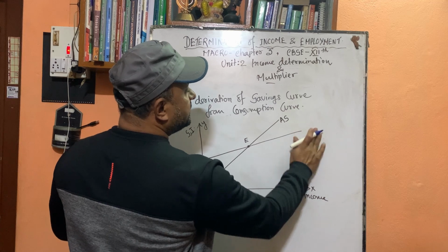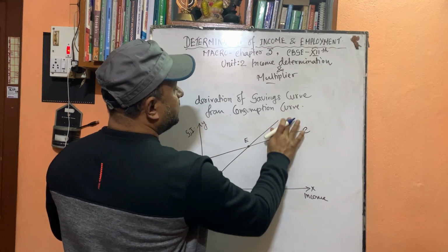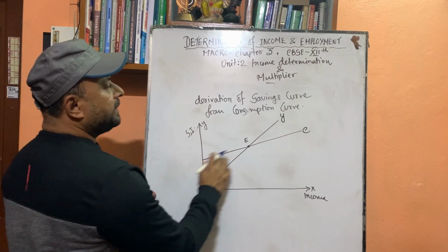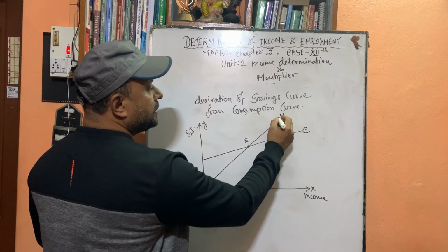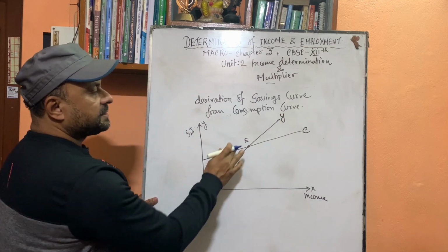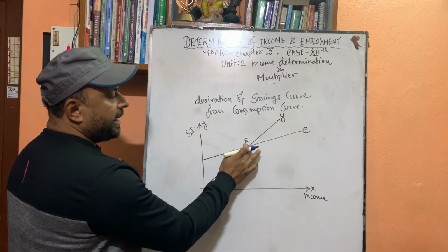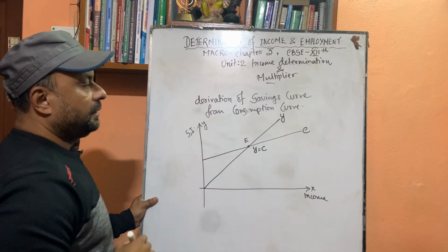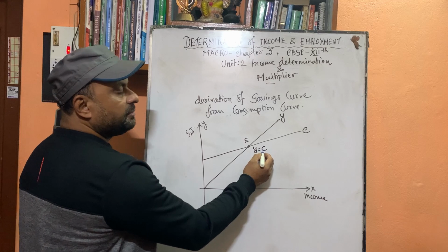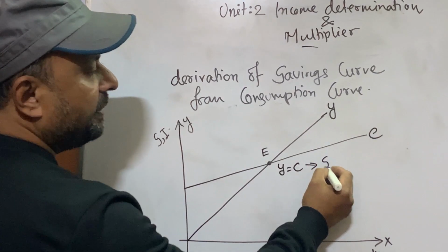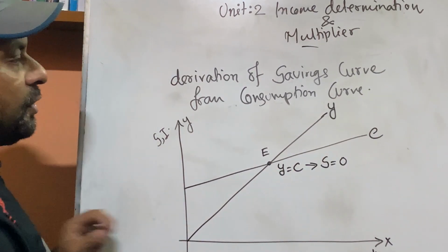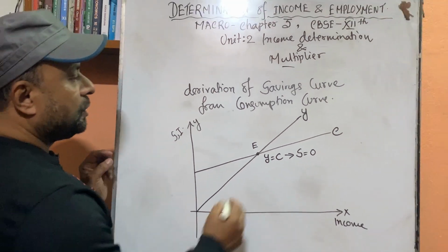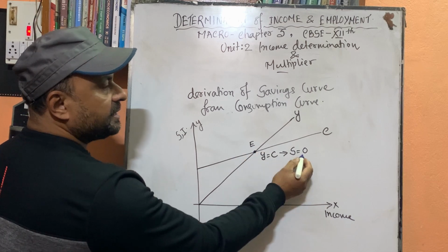Now the aggregate demand curve: this is our consumption curve and this is our income line. Aggregate supply means national income, and aggregate demand means consumption, investment, whatever it is. This is the equilibrium point. It means at that point our income and consumption are equal. Income and consumption being equal means that at that level our saving is 0. So this is the point where saving is 0.